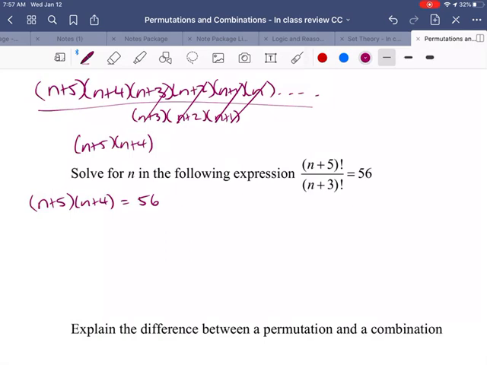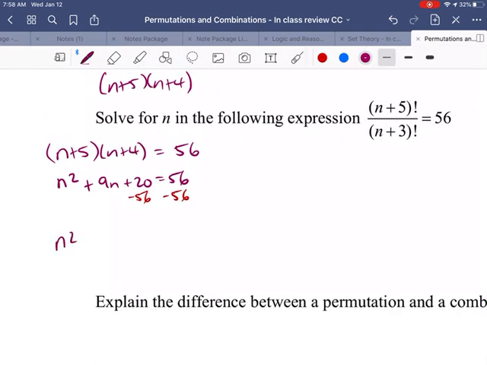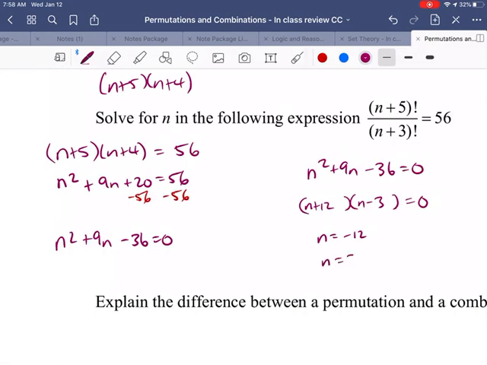So we actually have to expand, collect all the like terms, and then factor again. So this becomes n squared plus 9n plus 20 equals 56. And then bringing the 56 over, we get n squared plus 9n minus 36 equals 0. And if you factor that, you're going to get n plus 12 and n minus 3. So your two solutions are n equals negative 12 and n equals 3. Now we do have to go back and think about this. If you put negative 12 in there, you're going to end up with a negative factorial, which you can't do. So that one is eliminated, and n equals 3 is your only solution.